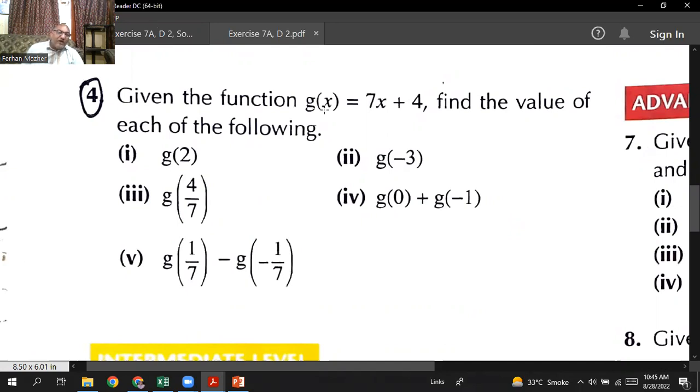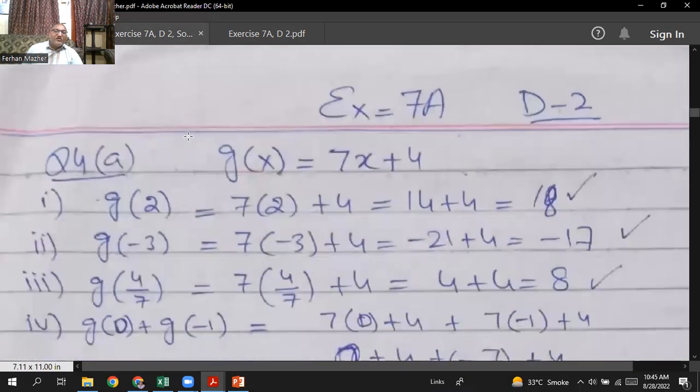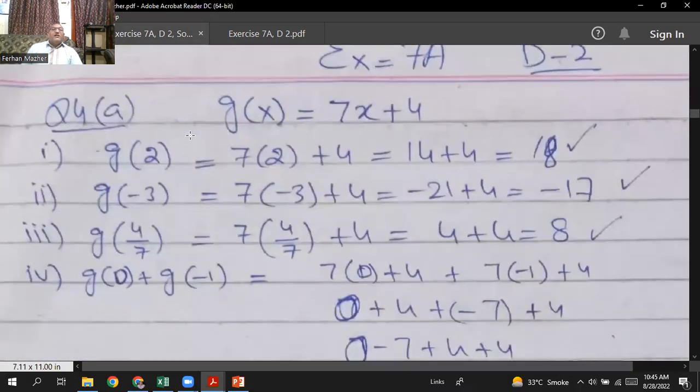It means in that formula, wherever there is the x, substitute x with the 2. So that is question number 4. Okay, so g of 2 will be equal to 7 into 2 plus 4. That will be 14 plus 4, and that will be 18.